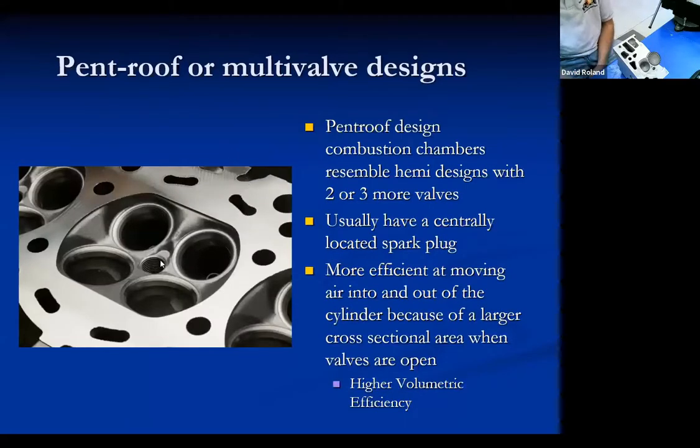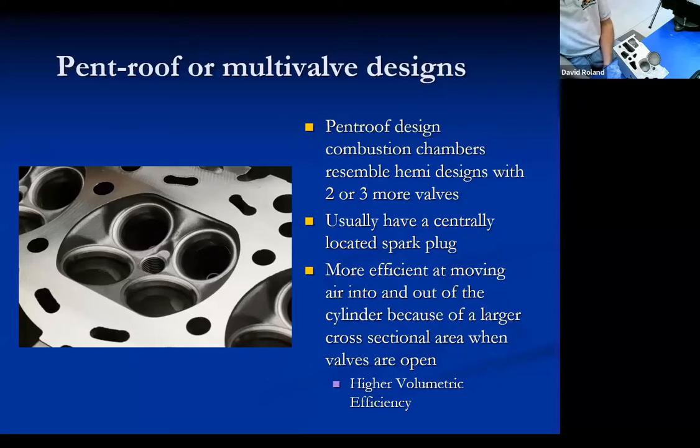This is a pent roof design. It looks a lot like the Hemi, but we said that the Hemi engines only had two valves. Well, the pent roof is very similar, but it has two intake valves. These would be the intakes here and here, and two exhaust valves. So a pent roof design has at least four valves. It could have up to five valves or more if they could fit them in there. And the more valves that we put in a cylinder head, or the bigger the valve, the more air that we can allow to come in and out of the engine.